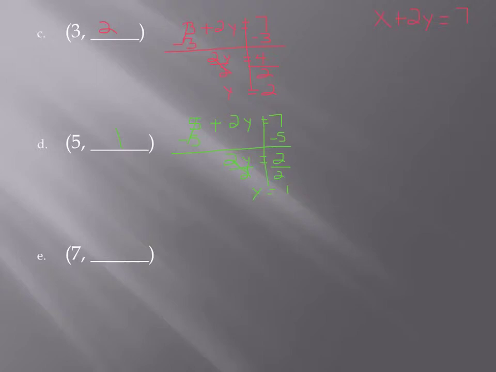And for E, 7 plus 2y equals 7. Subtract 7 from both sides. 7 minus 7 is 0. Divide by 2. So if I take 0 divided by 2, that's 0. So my ordered pair is 7, 0.